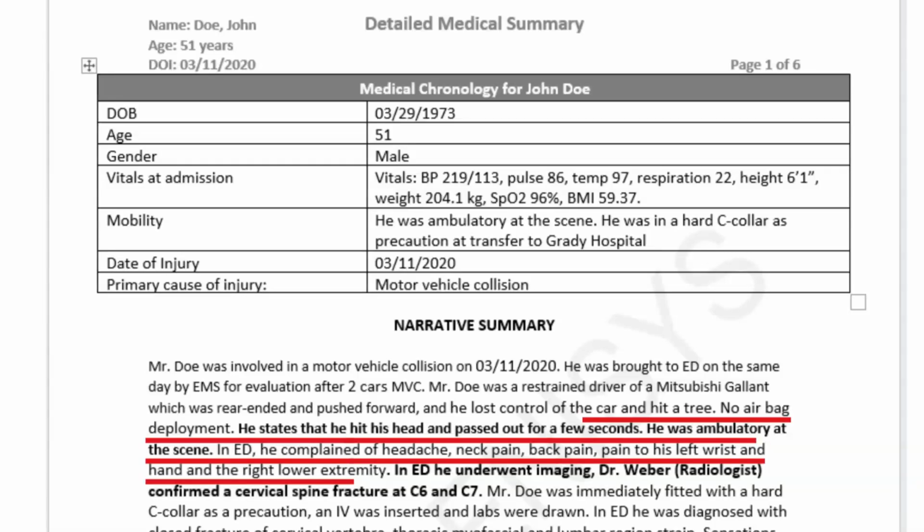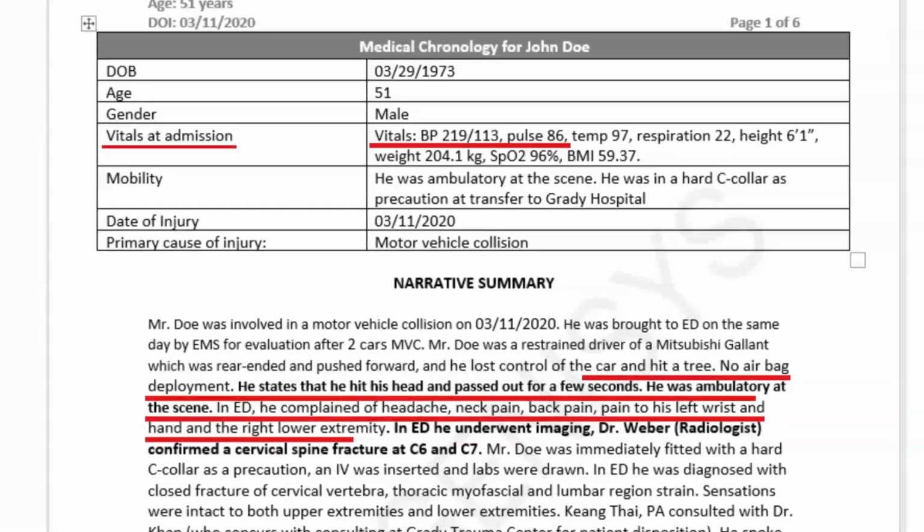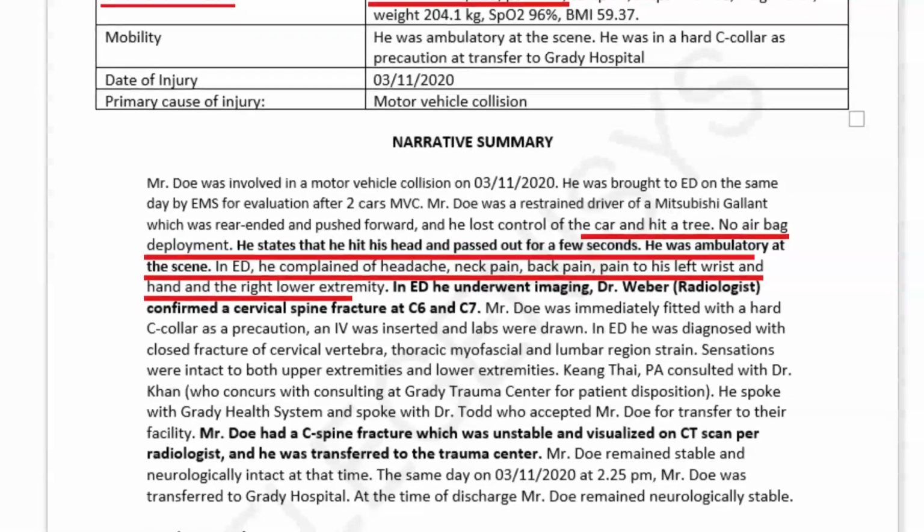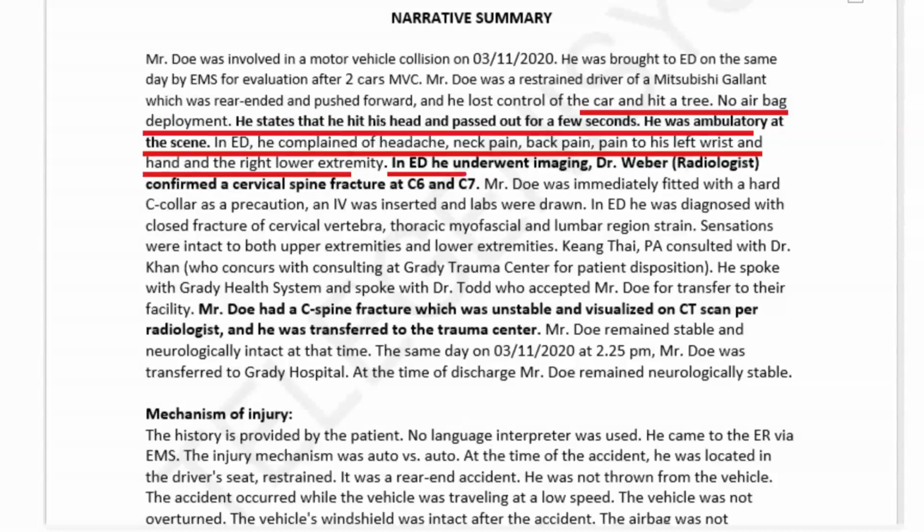Following the accident, John was taken to the emergency department, where he reported significant pain in multiple areas, including his head, neck, and back. Initial vitals showed elevated blood pressure at 219/113 and a pulse of 86. Upon examination, medical staff noted that John had abrasions on his left wrist and right lower leg.